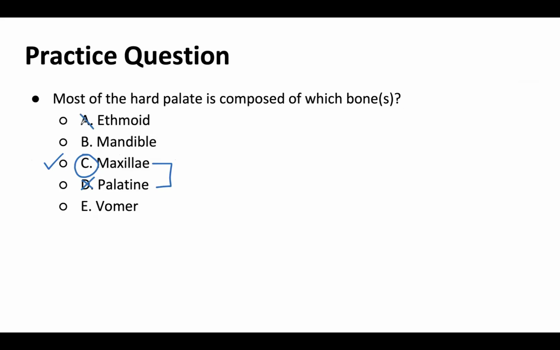The ethmoid and the vomer are going to be portions of the nasal septum, but not the hard palate. And then the mandible, that's going to be the lower jaw bone. So not the hard palate, that's more associated with the upper jaw. So that's not correct either. So all signs point towards C, maxillae being the correct answer.